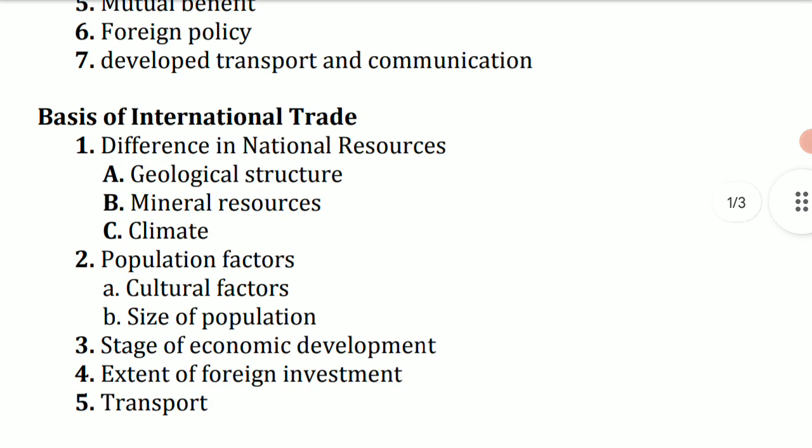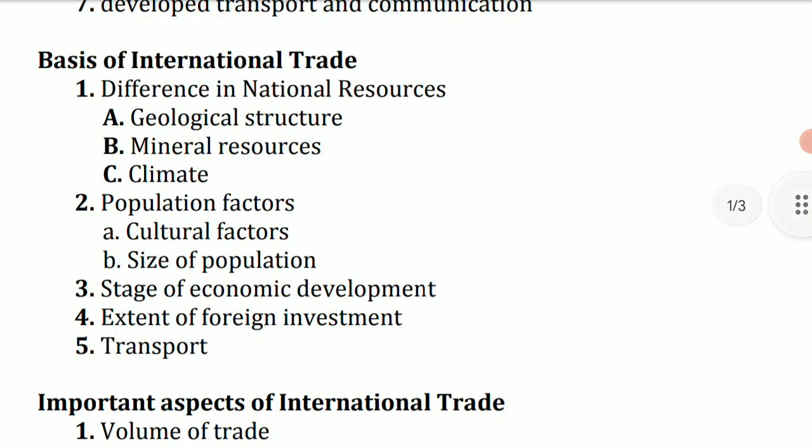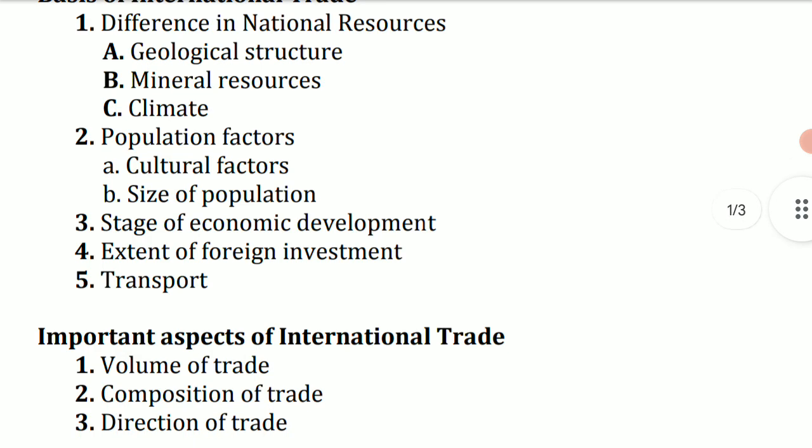What is the basis of international trade? First, there is a difference in natural resources. Every country, based on its geological structure, mineral resources and climate, has different natural resources. Another factor is population, the cultural factors and size of population. Then we have the stage of economic development. One country needs goods that are manufactured in a developing country, so economic development is also a factor.